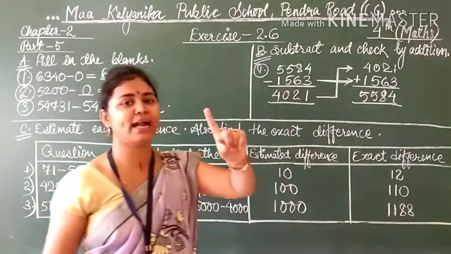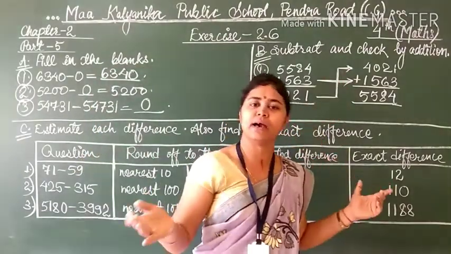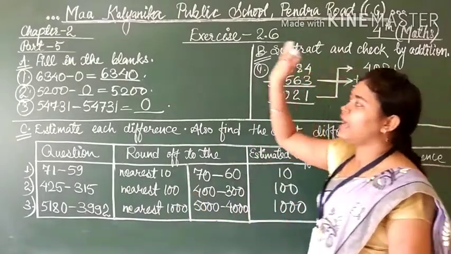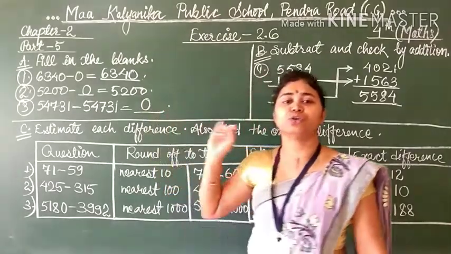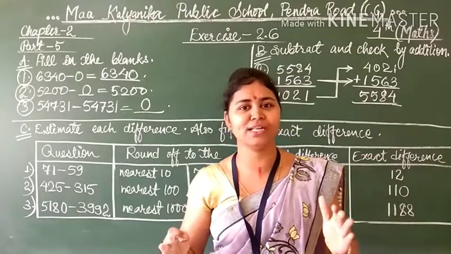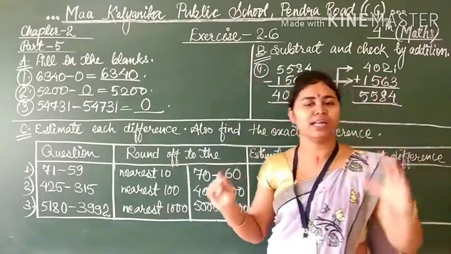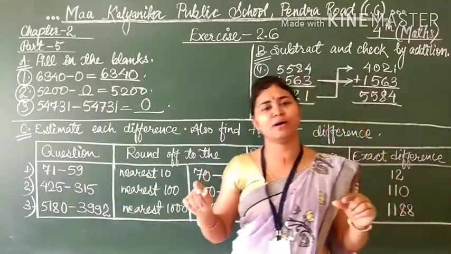I solved one of question number B, and the rest are the same, because the arrow marks are given. By that you can subtract and check the answer by addition, and the rules for the 0 digit are also given in question number A. So in this way we have completed 2.6. Students, you have to complete your copy till exercise 2.6 by watching this video. The rest of the questions I left in question number B you can do by watching your book.